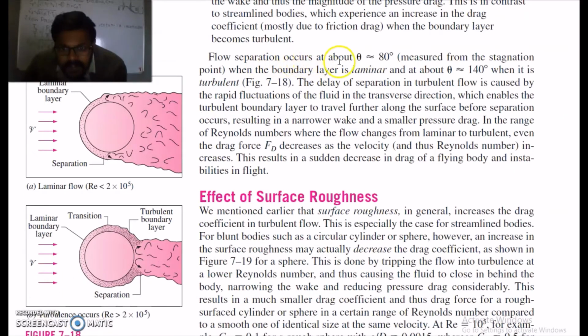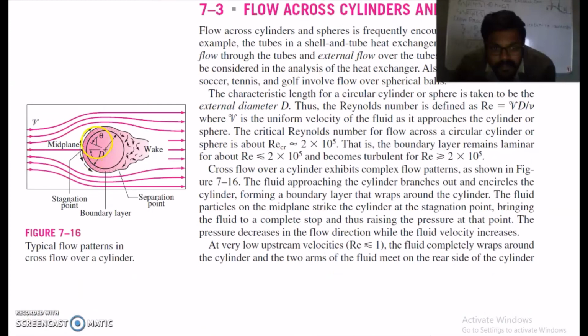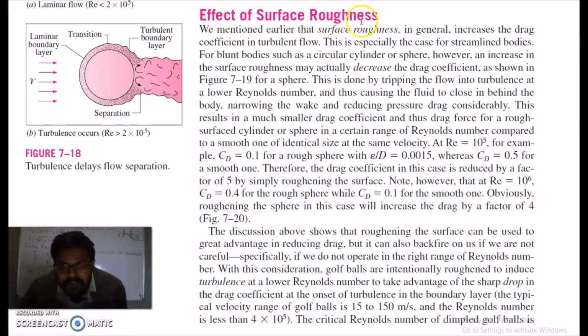Flow separation occurs at θ = 80°, measured from the stagnation point, when the boundary layer is laminar, and this angle theta is 140 degrees when the flow is turbulent. Effect of surface roughness: we mentioned earlier that surface roughness in general increases the drag coefficient in turbulent flow. This is especially the case for streamlined bodies.